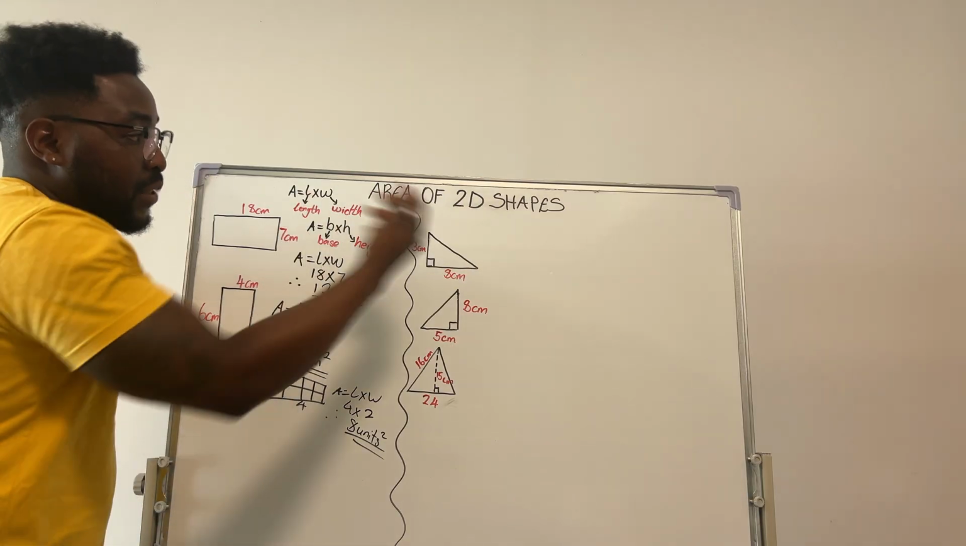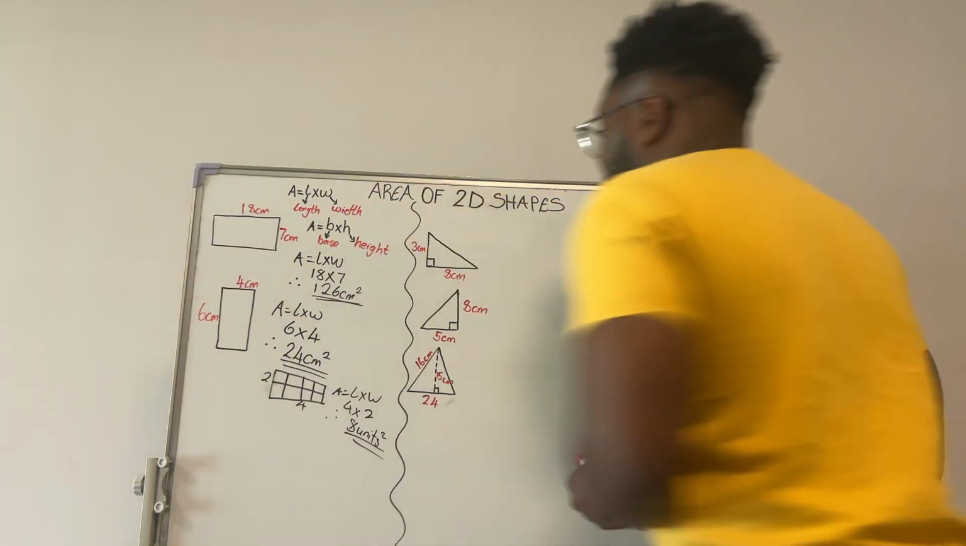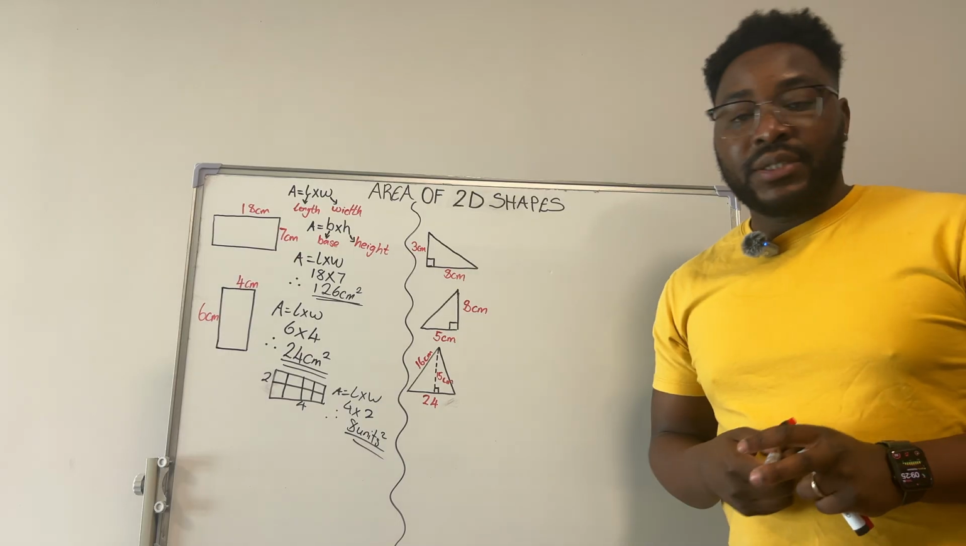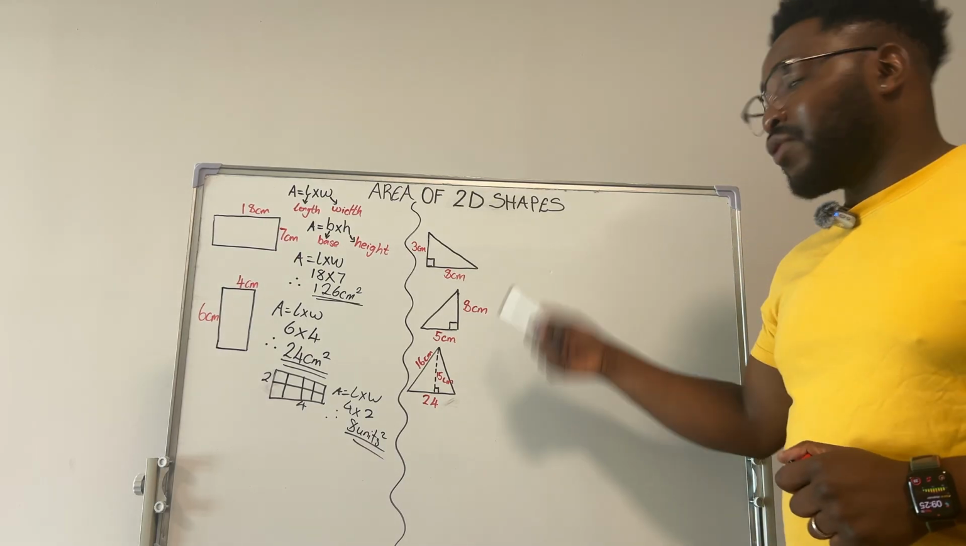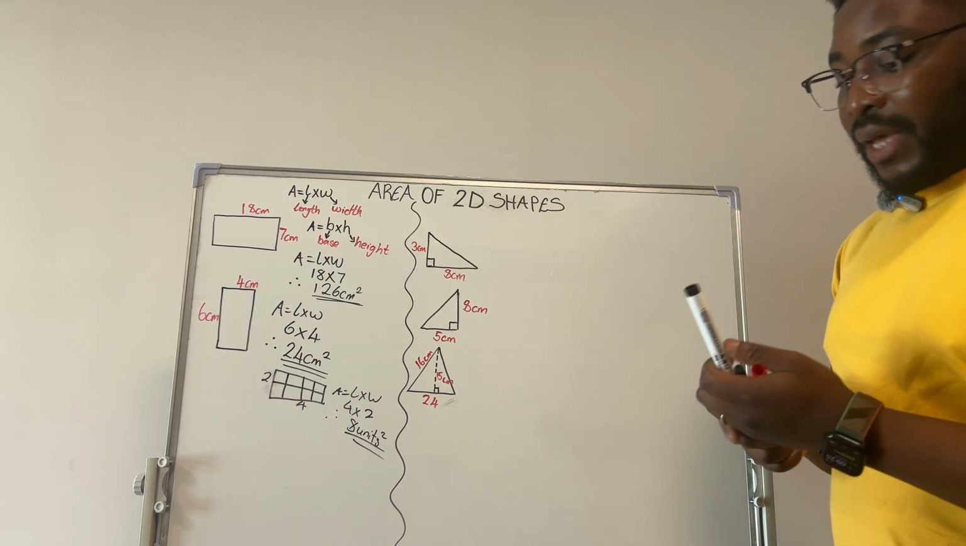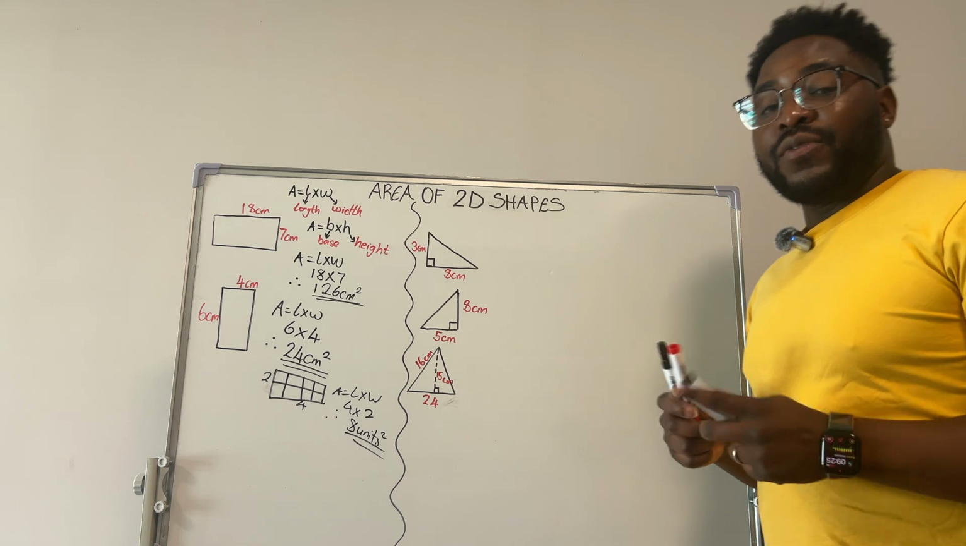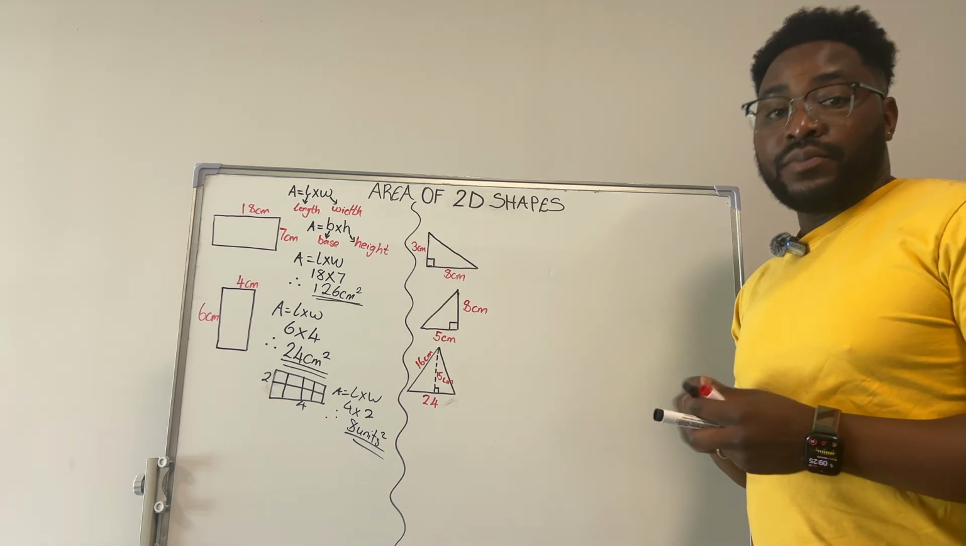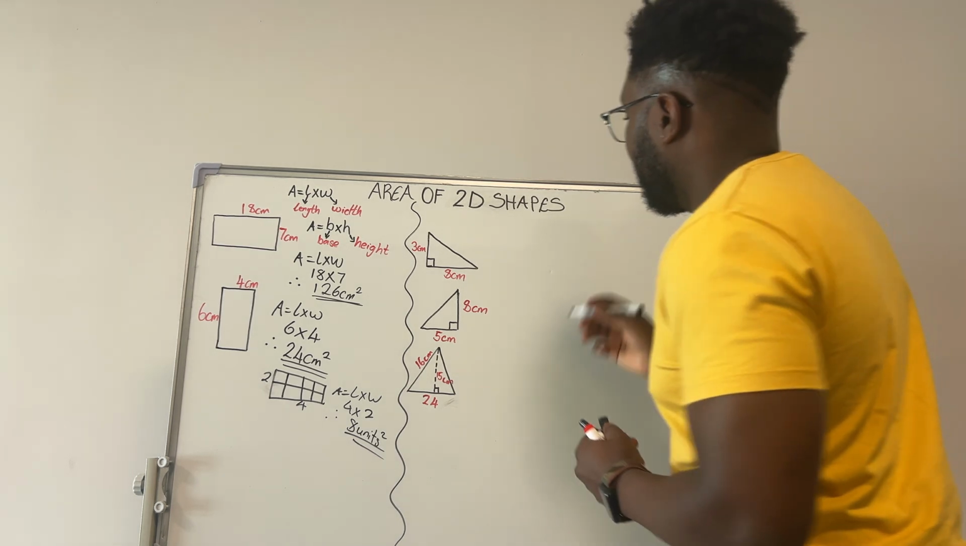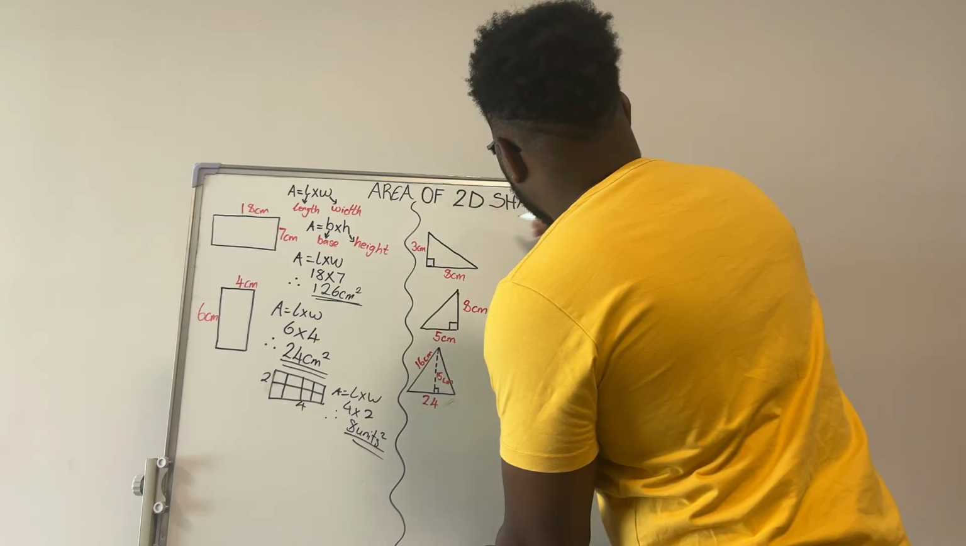Okay, so let's move on to finding the area of a triangle. So we have 3 triangles over here. Okay, so the formula to finding the area of a triangle is, I'll write it here.